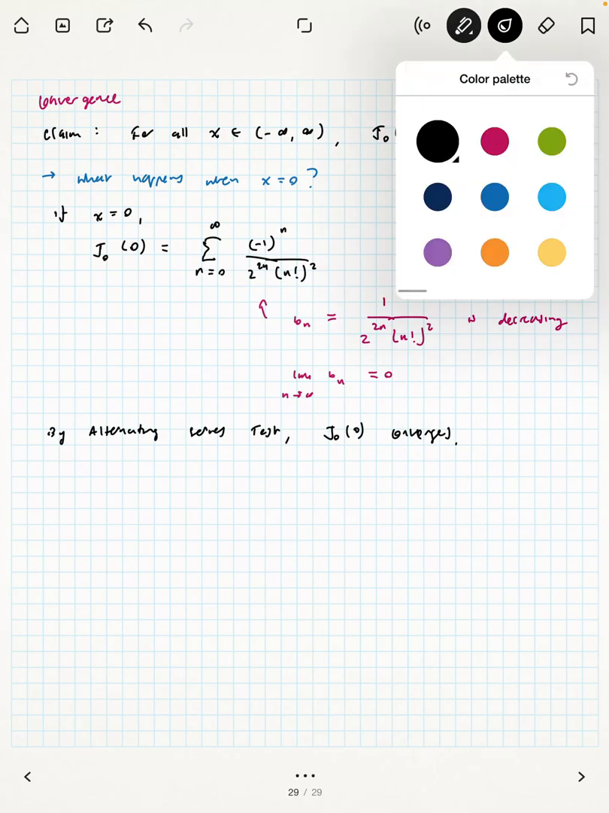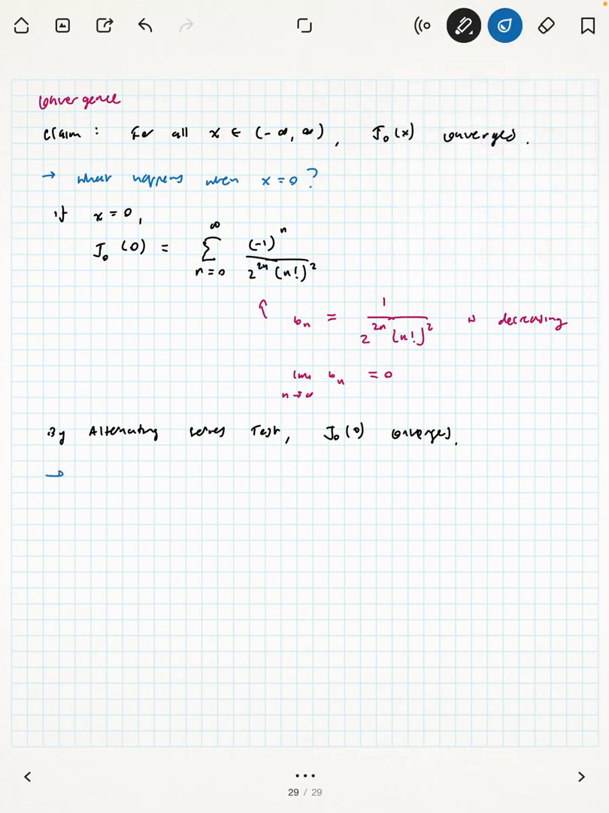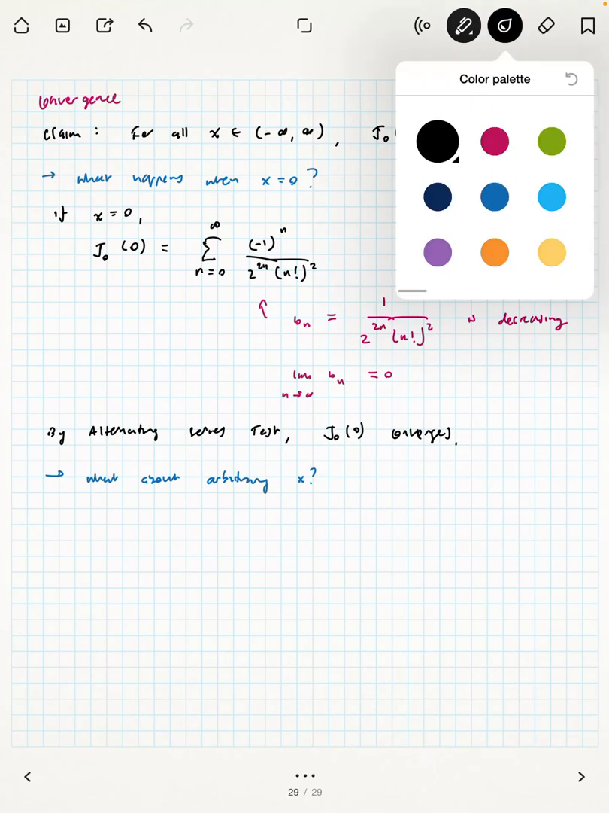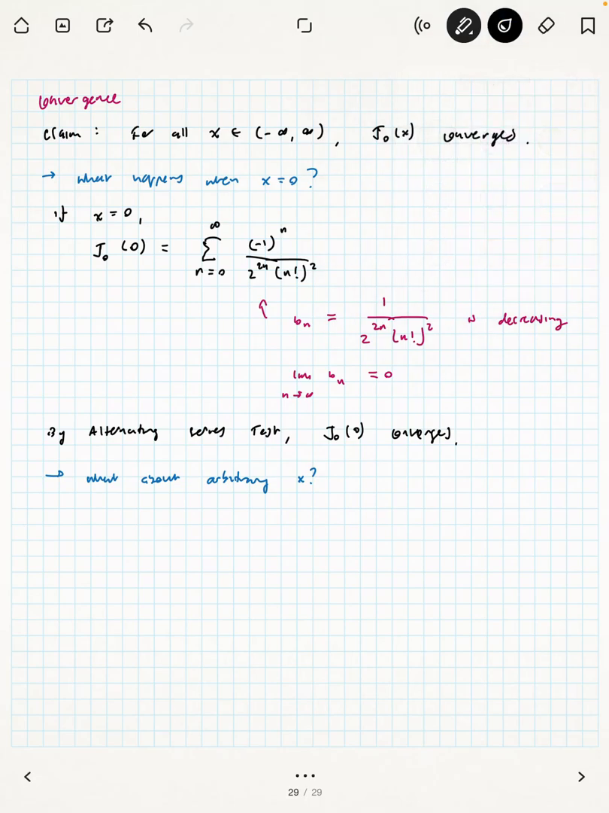Okay, great. So for at least one real number, x equals 0, we know that this thing converges. Great. For arbitrary x, so for any real number, we'll use the ratio test. The ratio test is going to be really helpful here just because we have that factorial happening in there. And then powers of 2n also we're going to cancel out.